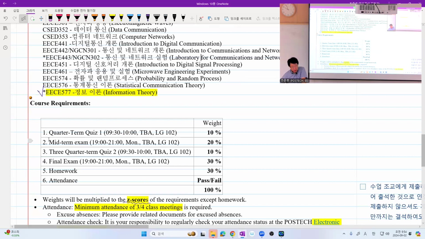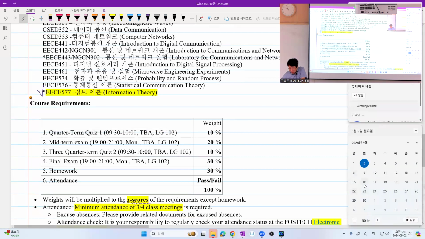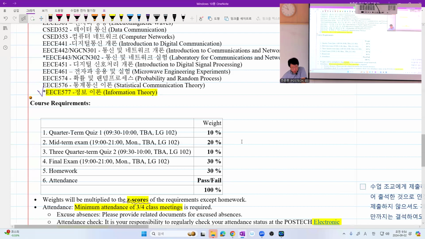So there will be 2 exams, midterm and final. And as I already announced, we have the first quiz on Monday, immediately after the Chuseok break. So it's on September 23rd, exactly 2 weeks from today. And other second quiz will be announced. By the way, the exams will be taken in this classroom on Mondays, got it? From 7 p.m. to 9 p.m. Okay, so you schedule them ahead, got it?